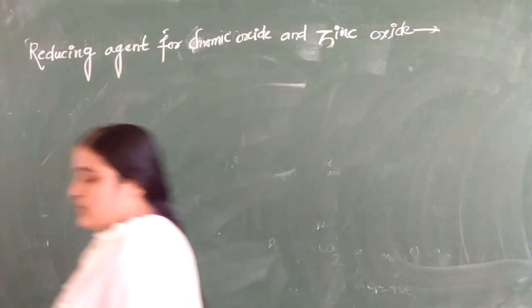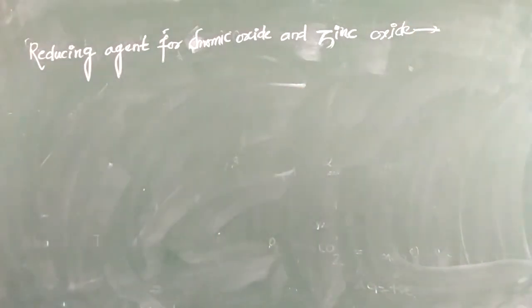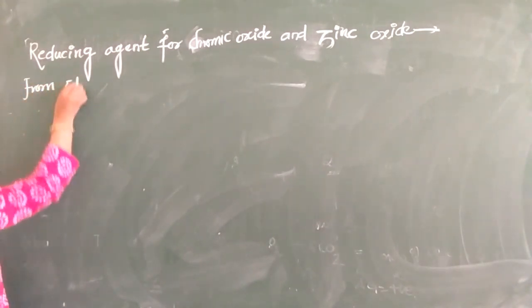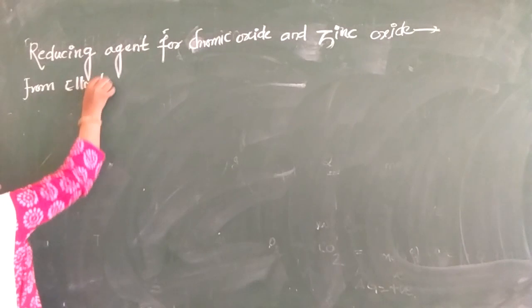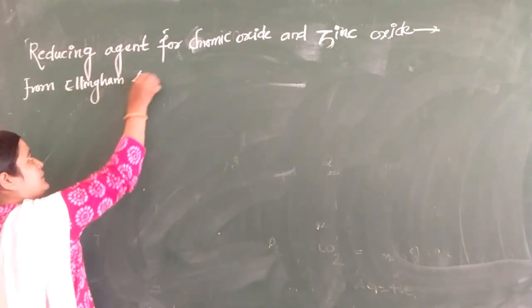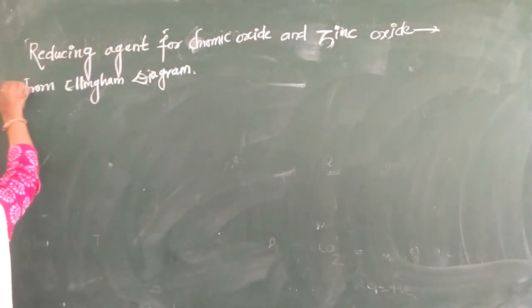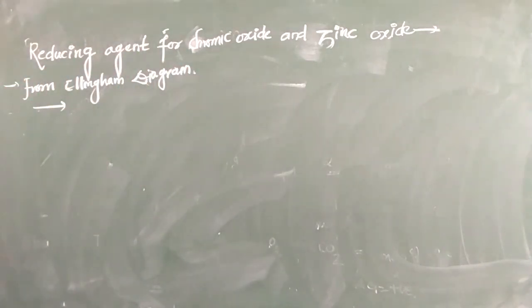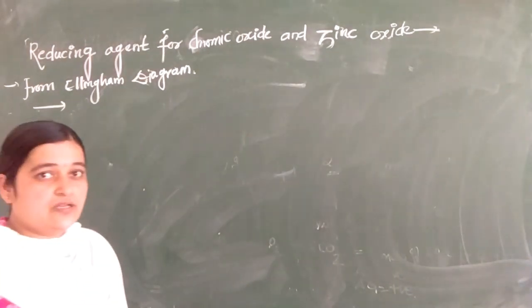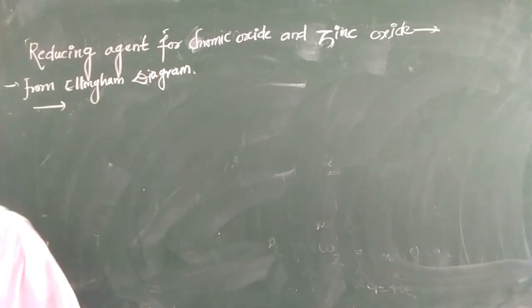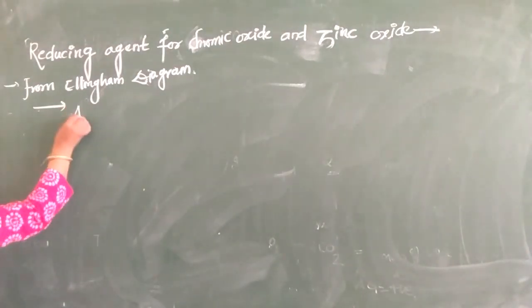Okay, let me study about this. As we know from the Ellingham diagram, at a normal temperature, we have already discussed the delta G value. From the Ellingham diagram we already know that the delta G value is more negative.